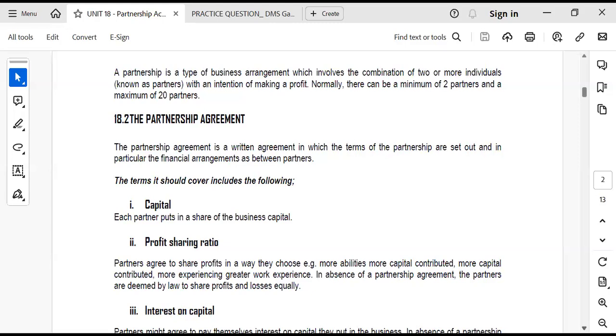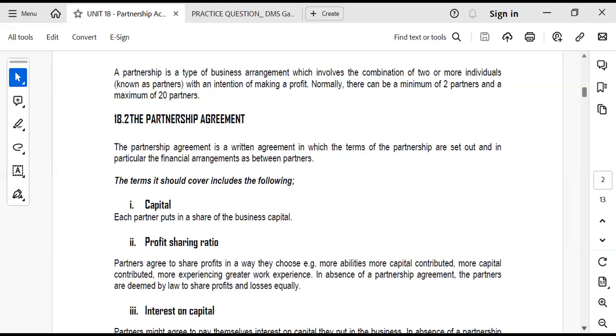The profit sharing ratio. Of course, you come together with an intent of making a profit. And so at the end of the day, you need to be able to also share it accordingly. So usually the partnership deed will also have a ratio in which you will share the profit. It could be a percentage. We could say that each partner is going to get maybe 20% of the profit. And so if you're 5 partners, 20% times 5, that's 100%.